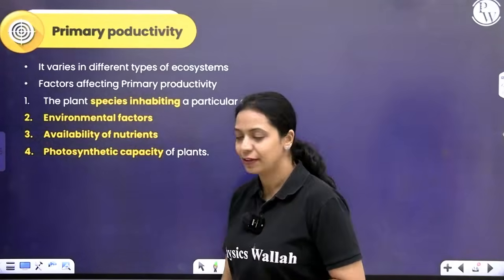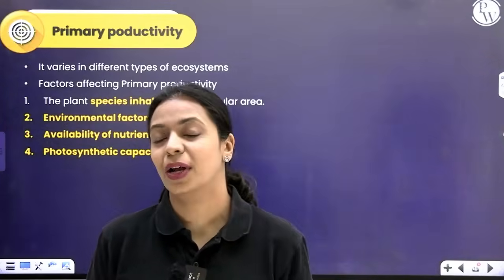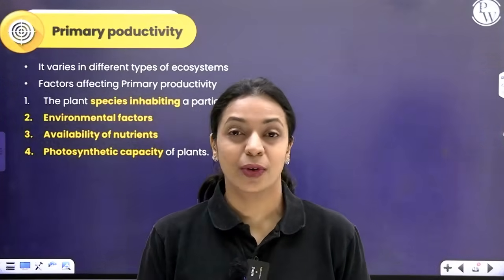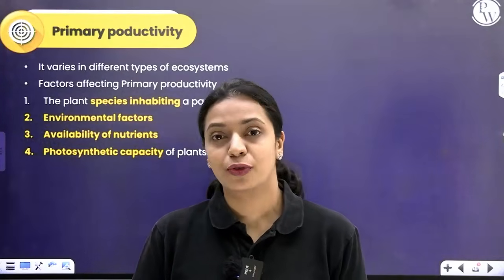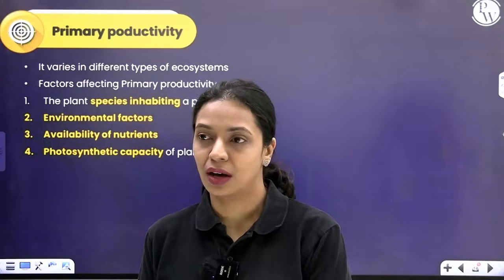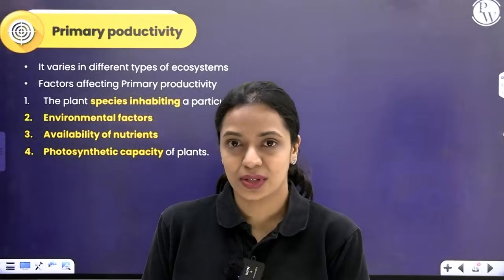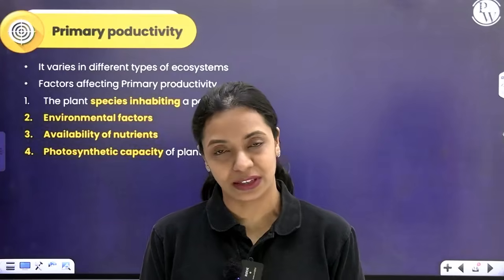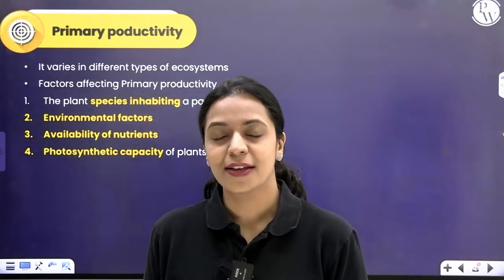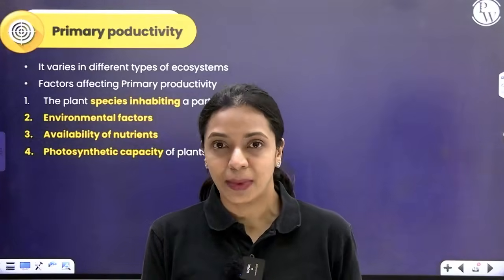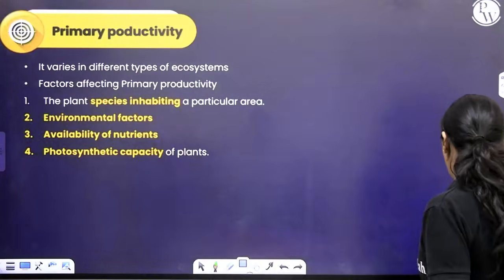Okay. Finally, photosynthetic capacity of plants. You know how there are two different types of plants, C3 plants and C4 plants, depending upon which pathway they follow during the photosynthesis dark reaction. C4 plants are better, with more photosynthetic ability compared to C3 plants. So if an ecosystem has more C4 plants, then probably the photosynthetic output will be high there, and primary productivity also will be high. So these are some factors which will determine the productivity of a particular ecosystem. So that's about primary productivity.